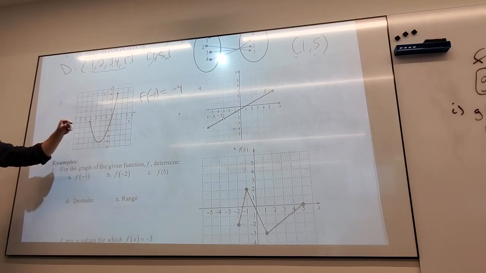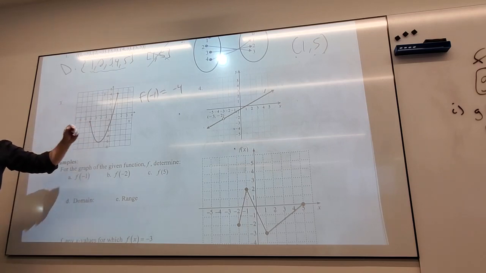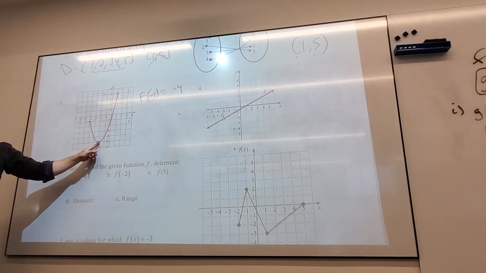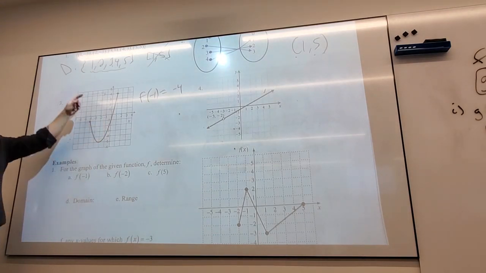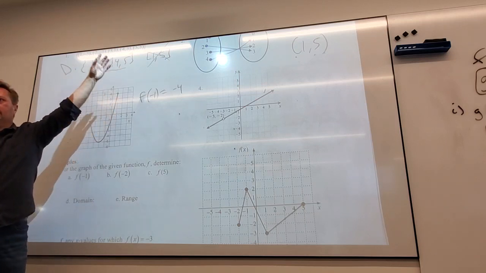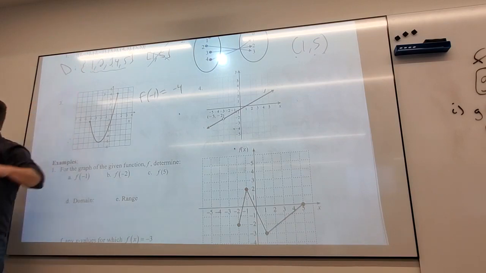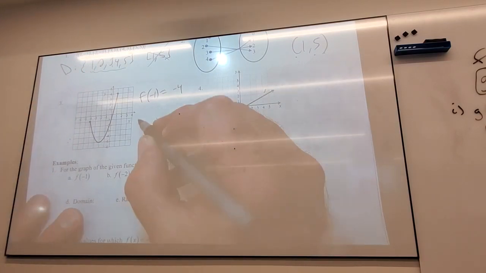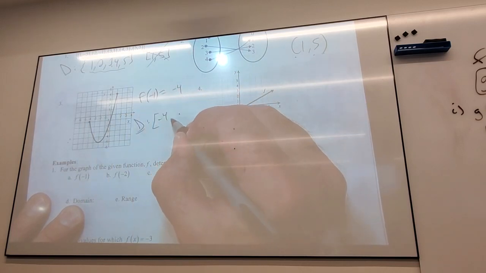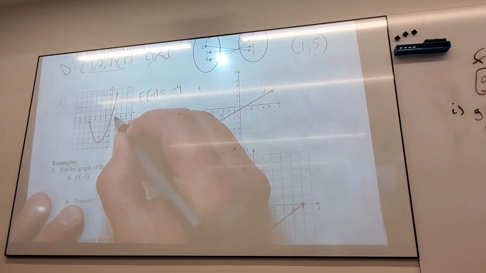Does -1.9387 have an output? Yes. Totally. There it is, right? So which notation do I want to use? Do I want to use curly braces or brackets? Brackets. So for the domain, what's the lowest x value? -4. And what's the highest x value that has an output? 1.